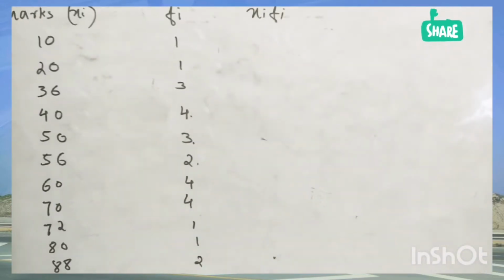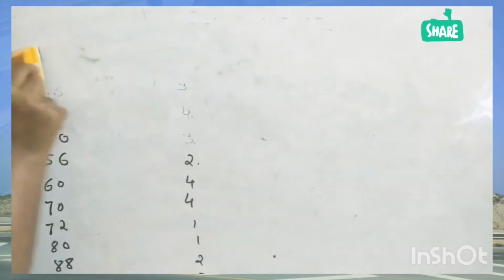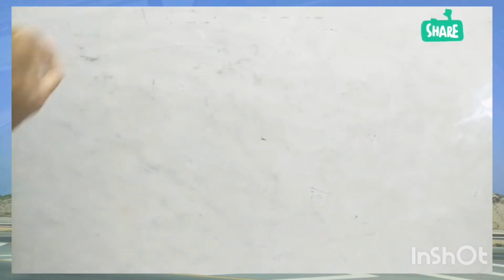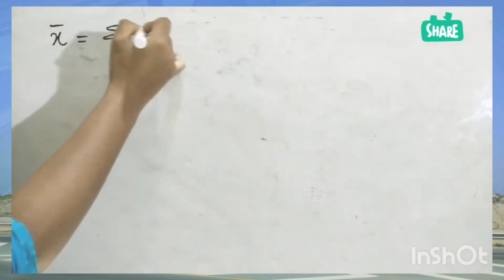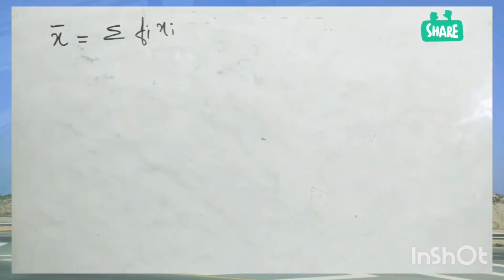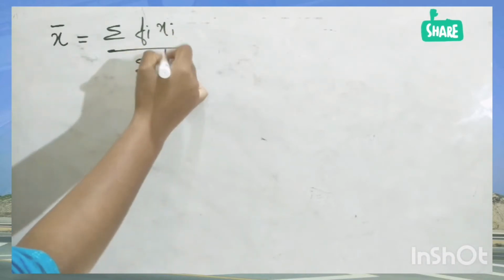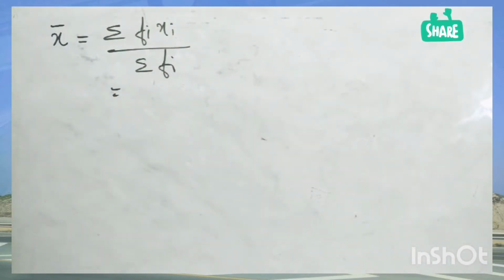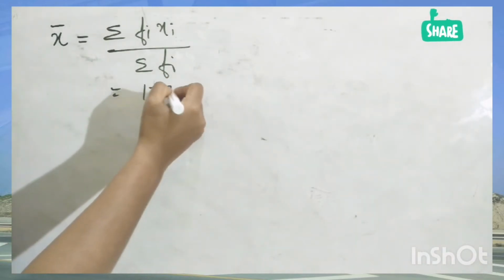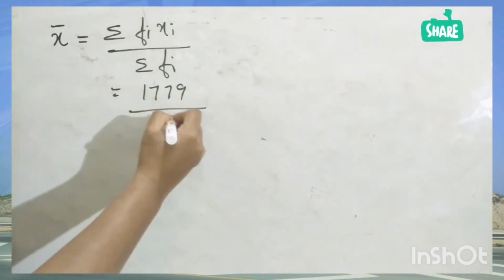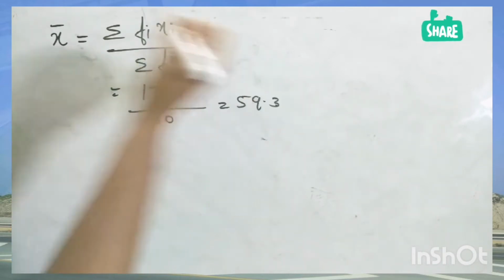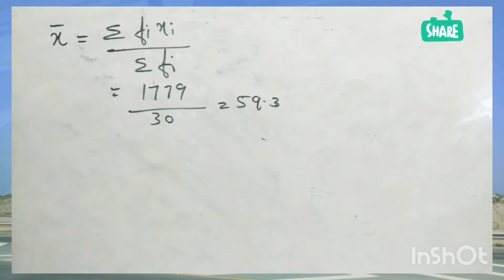Now we need to find out the mean. What is our formula? Mean is denoted by x bar. So x bar is equal to summation fi xi, which is the same as xi fi, divided by summation fi. Here the summation fi xi is 1779, divided by summation fi, that is 30. So divided by 30, this is equal to 59.3. So the mean of the marks obtained is 59.3.